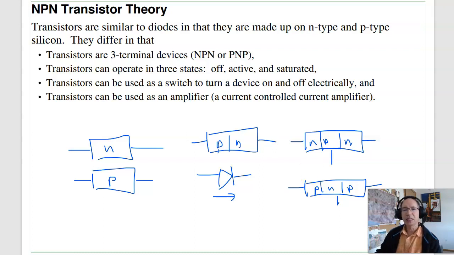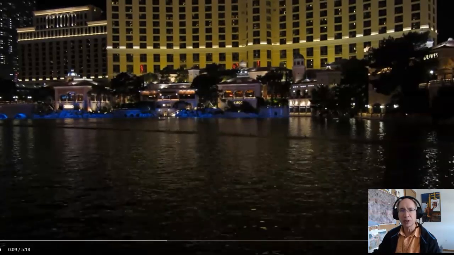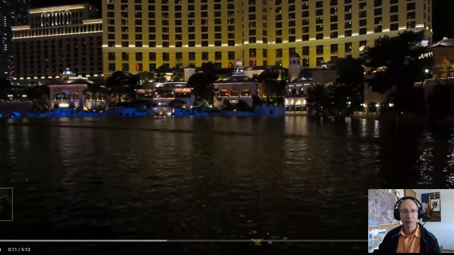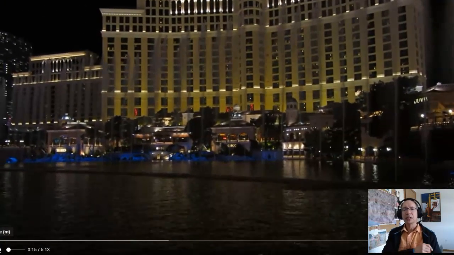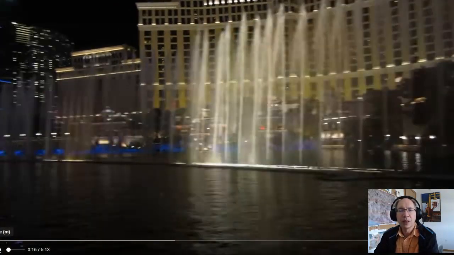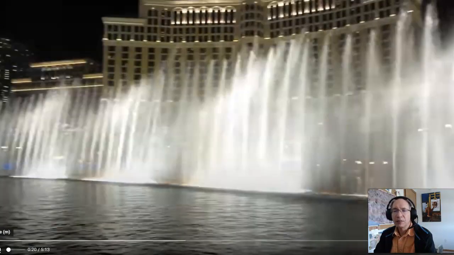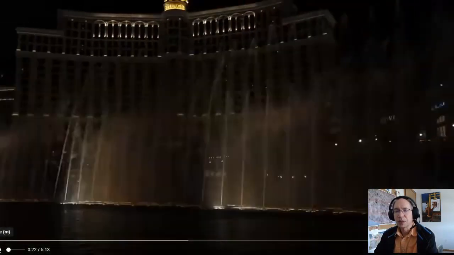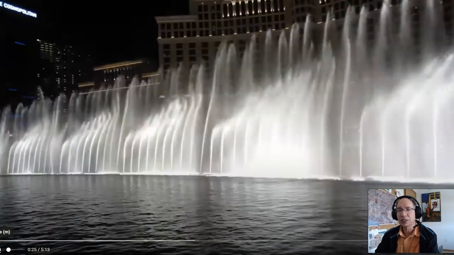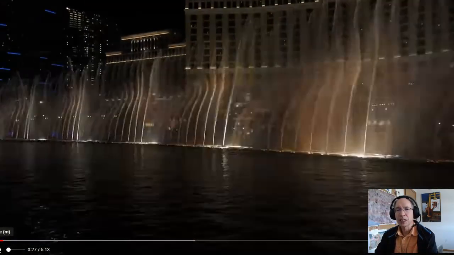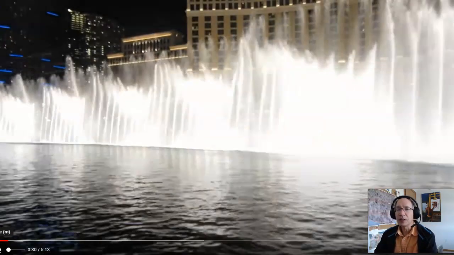And to kind of give a good analogy of what transistors do, this is the Bellagio water park in Las Vegas. What it is, you've got a pump trying to pump water up. There's also a valve. The valve controls how much water. The valve is the analogy of the transistor. The valve could be completely closed, turning off the water, like you saw at the start. It can be completely open, allowing the water to flow at max rate. You can also vary the valve and allow only partial flow of the water.